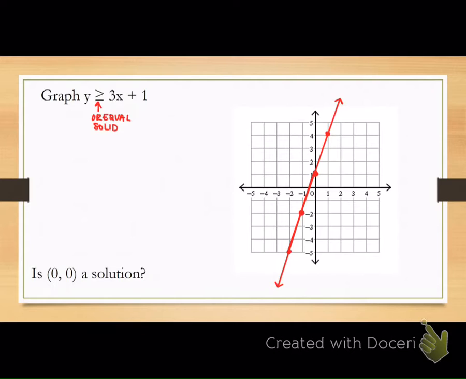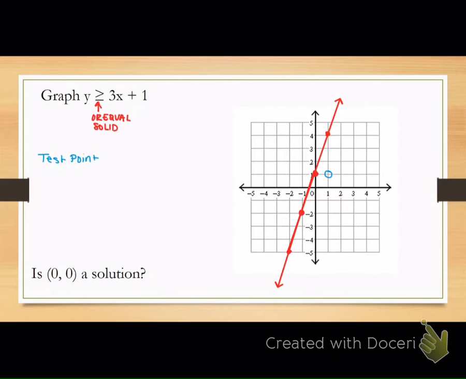Okay, so that's step number 1, just graphing it. The next step is to choose a test point. So what test point would you guys like to use? And it cannot be on the line. So give me a test point. Okay, go ahead, Connor. 1, 1. So Connor has chosen 1, 1.